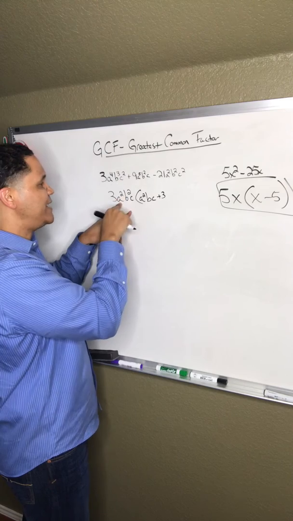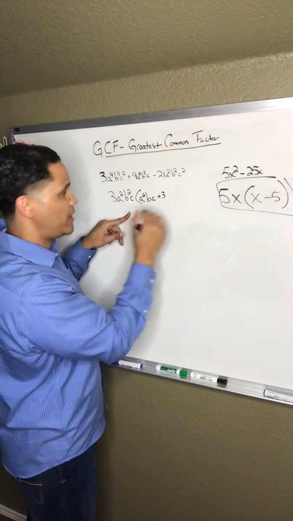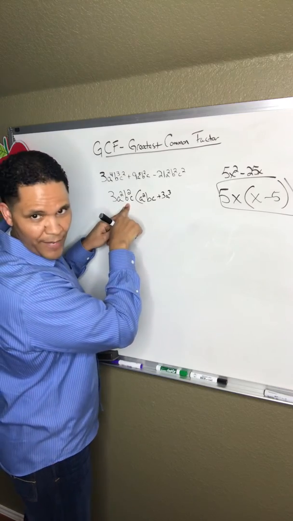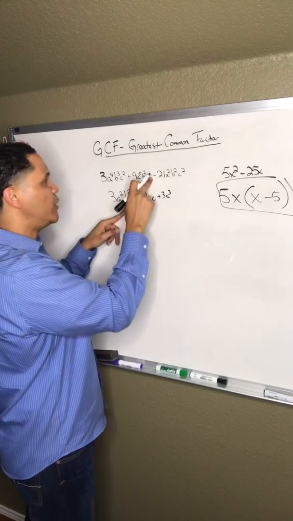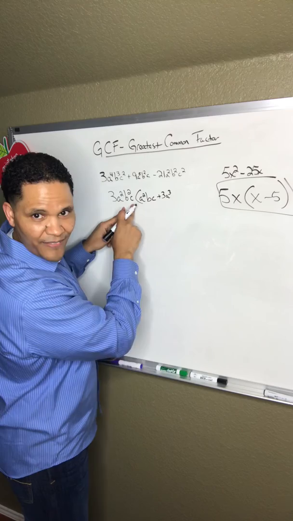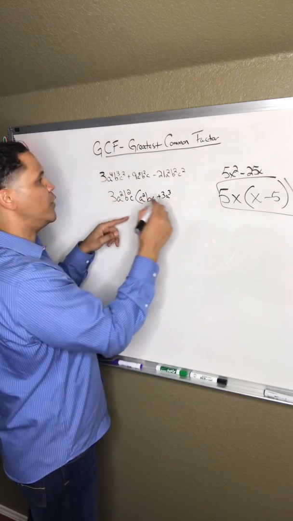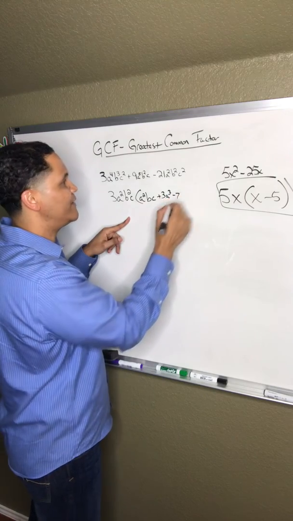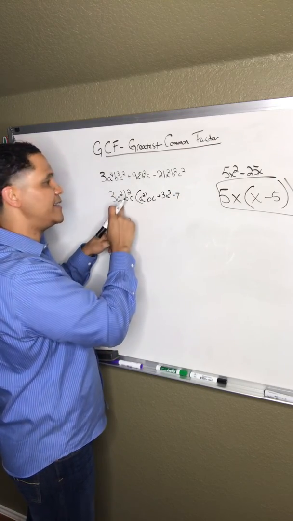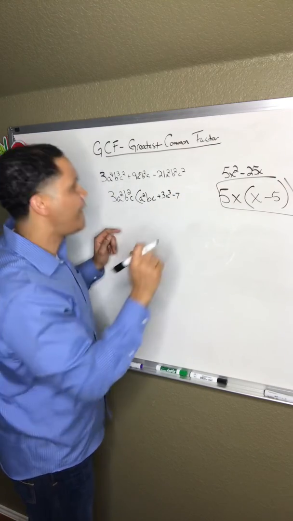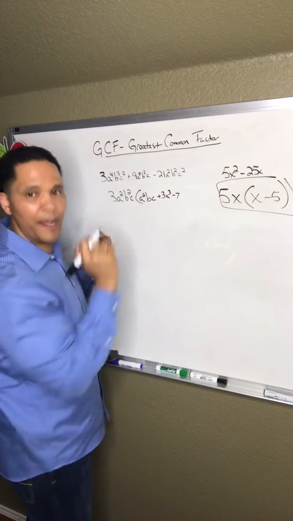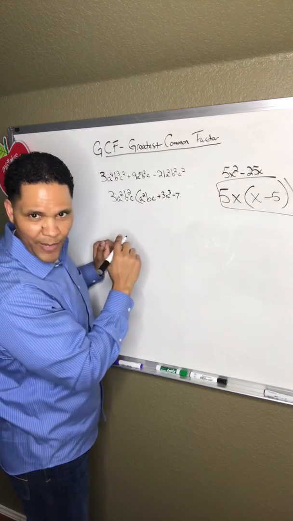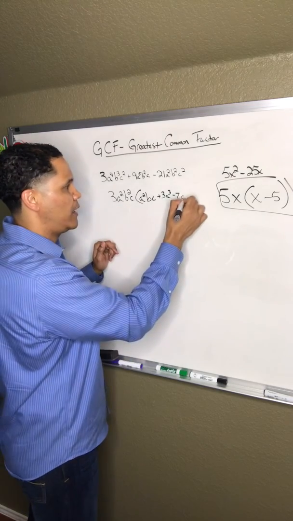If we have 5 a's here and 2 a's here, how many a's do we have left? 3. If we have 2 b's here and 2 b's here, how many b's do we have left? None. If we have 1 c here and 1 c here, how many c's do we have left? None. So move on to the next one. Negative 21 divided by 3 is negative 7. If we have 2 a's here and 2 a's here, how many do we have left? None. If we have 2 b's here and 2 b's here, how many do we have left? None. If we have 2 c's here and 1 c here, how many do we have left? 1.